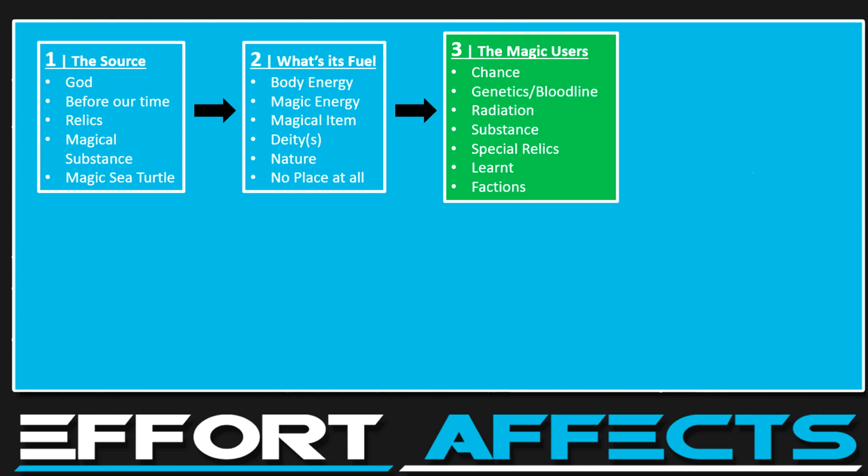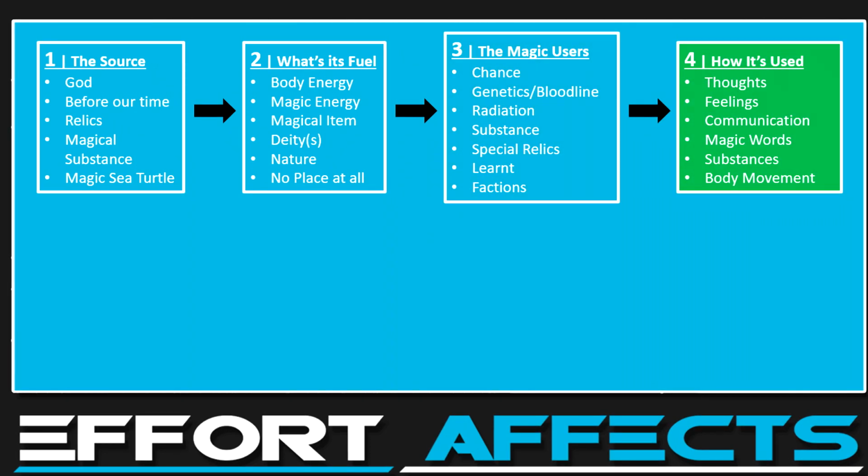Are there factions? Is there a government? Do they use them? Are there guilds? Is there a hierarchy to this ability? Number 4, how is it used or directed? Is it used by thoughts, feelings, communications, magic words, substances, even items?